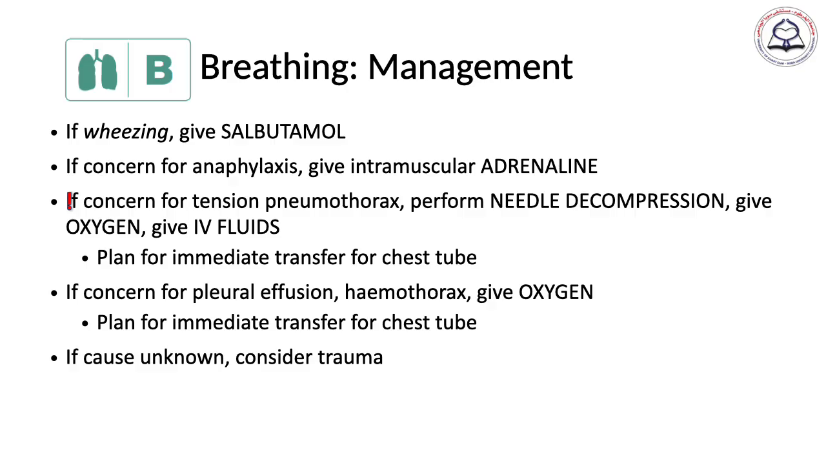When there is tension pneumothorax, you have to do needle decompression, give oxygen, give IV fluid, and prepare for chest tube. When there is a large or massive hemothorax, you give oxygen and plan for chest tube, and also don't forget to prepare blood if there is a very large blood loss. If the cause is unknown, consider trauma.